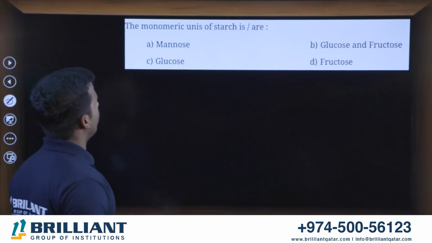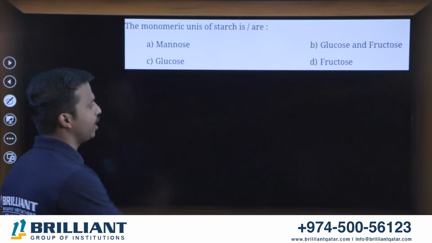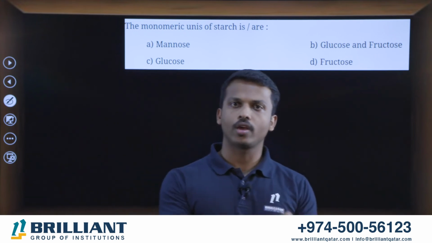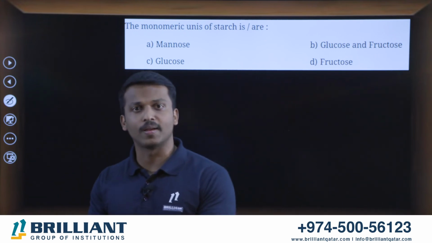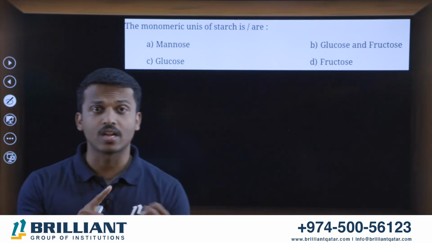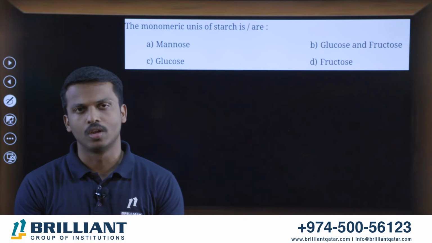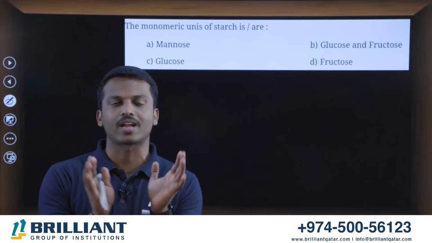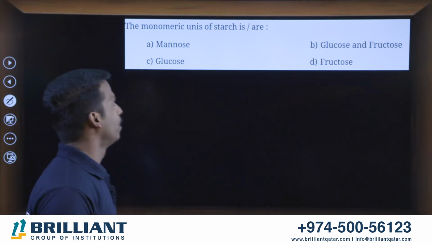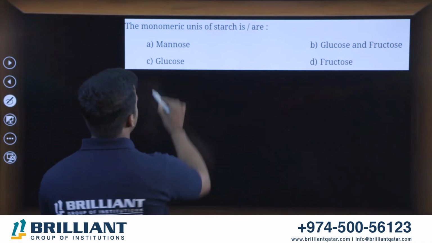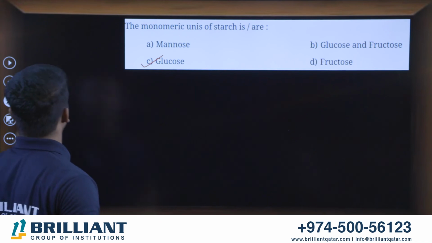Next one. The monomeric unit of starch is, you know, starch, cellulose, glycogen, all things we studied under polysaccharide, right? Starch contains fully alpha glucose, alpha D glucose. Glucose is the only monosaccharide present in starch. So your answer is which one? Monomeric unit of starch is only glucose, only glucose.